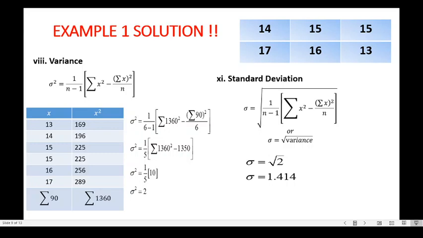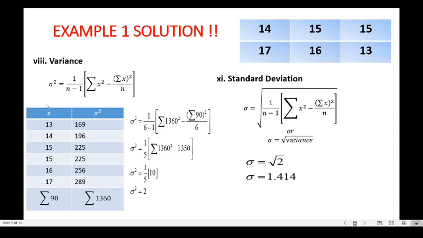Variance and standard deviation, and this is the formula that normally I will use for variance. One divided by n minus 1, in bracket, multiplied with the sum of x powered by 2 minus the sum of x, in bracket, powered by 2, divided by n. So now we need to identify the sum of x powered by 2 and the sum of x.